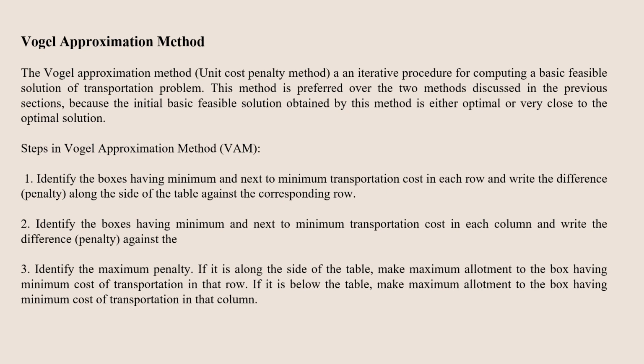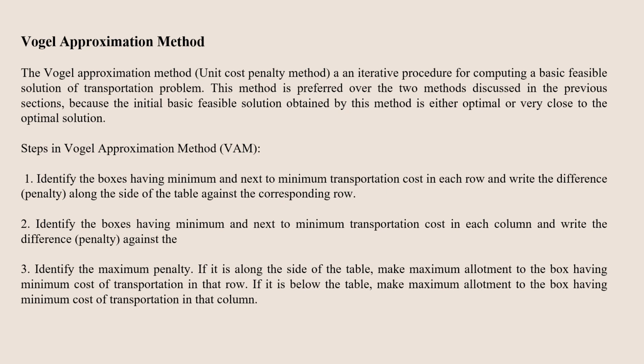First we have to identify the boxes having the minimum and next to minimum transportation cost in each row and write the difference, that is the penalty, along the side of the table against the corresponding row. What is the second step? We have to identify the boxes having the minimum and next to minimum transportation cost in each column and write the difference, that is the penalty, against it.